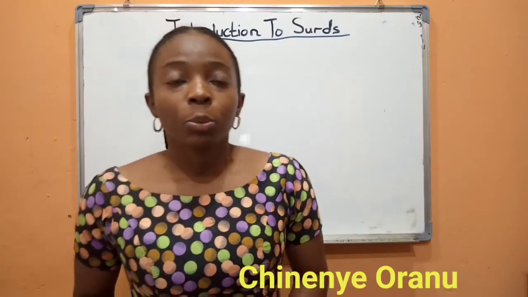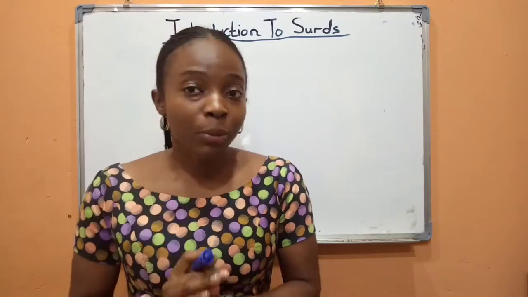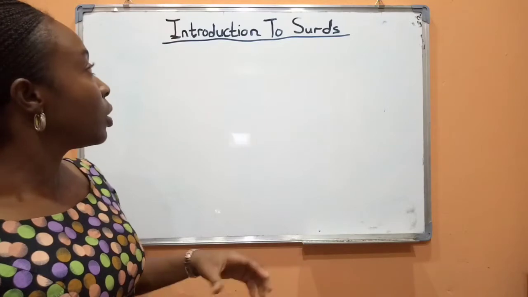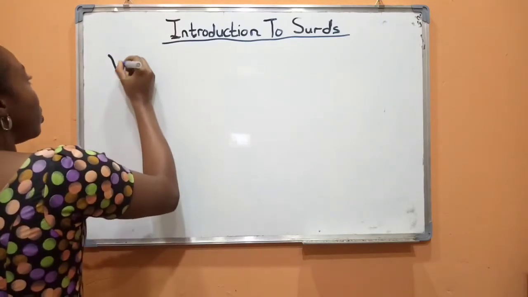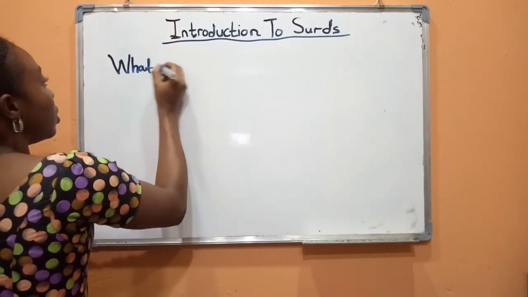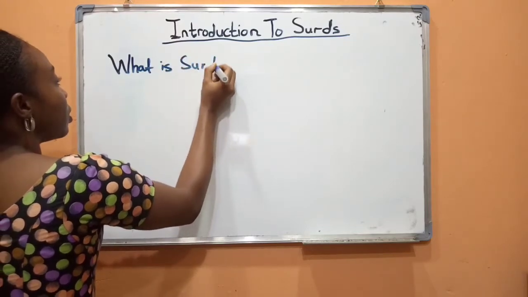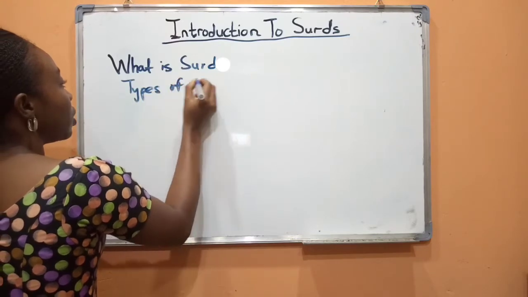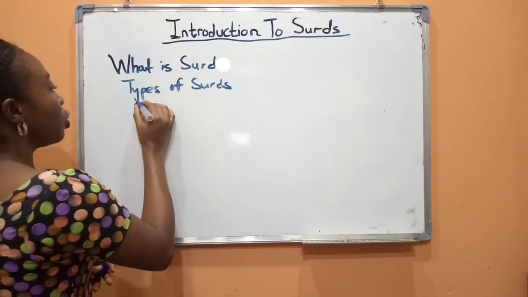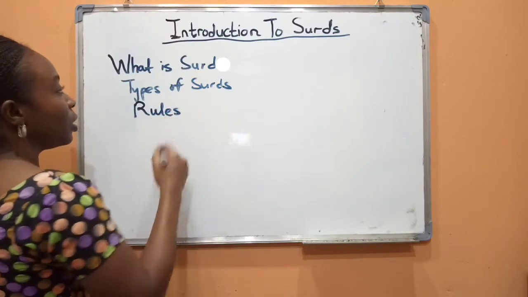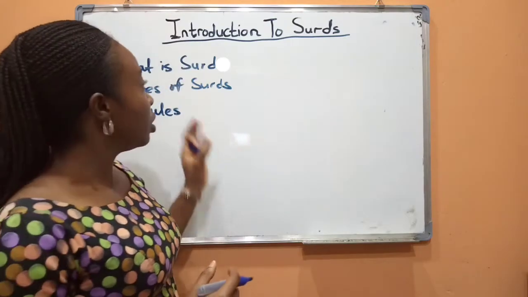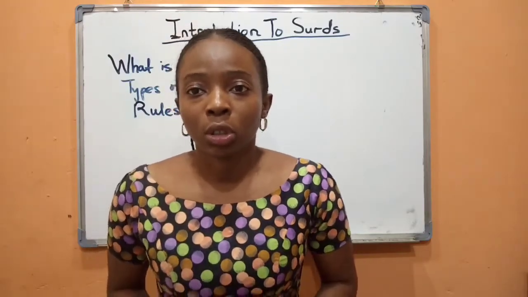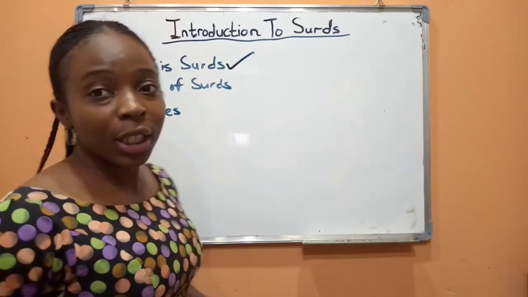Welcome to class. Before we can go into solving mathematical problems that involve surds, it's important that we get to understand what a surd is, its types, the types of surds, and the rules that guide it. So this is what we are going to be looking at in this class. This is an introductory class to surds. Let's start with this. So what exactly is a surd?